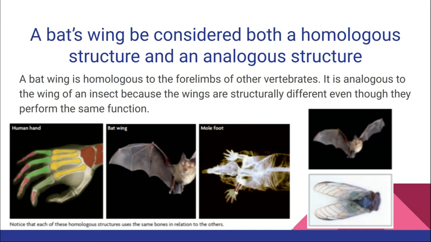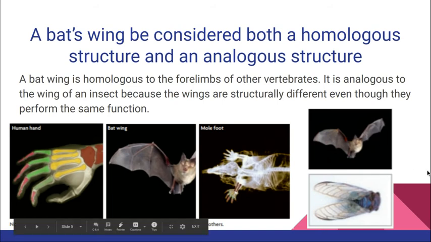And as these have diverged or differentiated into their new species, they have adapted to their niche, their role, by changing the forelimbs, the size of these bones or the consistency of these bones. Like the mole's forelimb is really thick, short bones for digging, while the human's is more flexible for grabbing things. And the bat wing is very thin and light, so it can fly, but it is also analogous to the wing of an insect because the wings are structurally different, though they perform the same function. So the insect wing is used to fly, and the bat wing is used to fly.